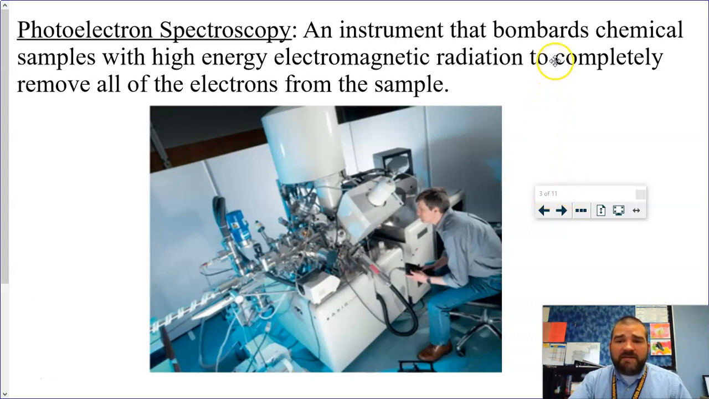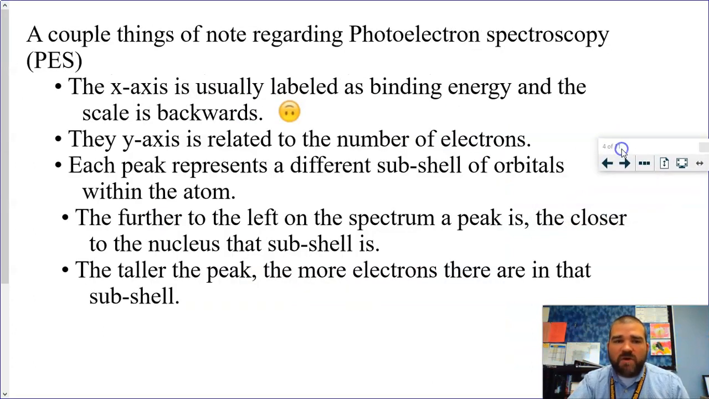And the idea there is that when your atom or sample gets hit with this high energy electromagnetic radiation, it completely removes all of the electrons. It's so much energy that we are just stripping the electrons off of this atom, okay? So, a couple of things of note regarding photoelectron spectroscopy.